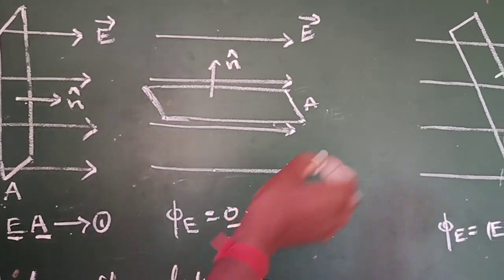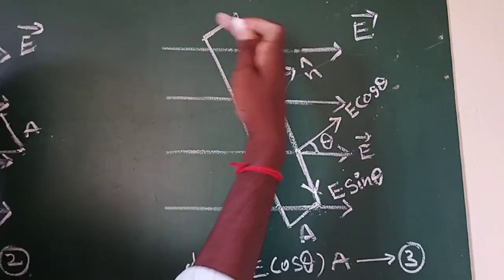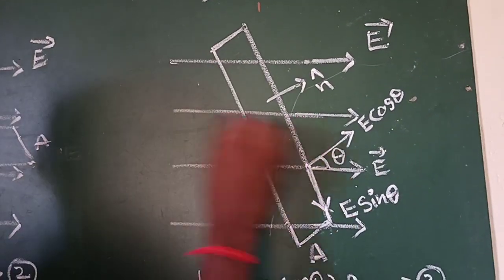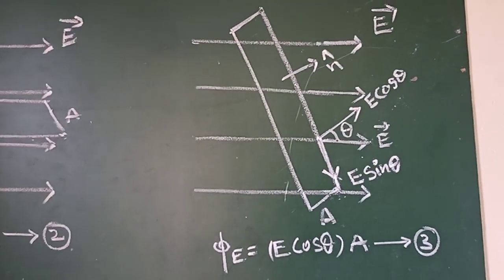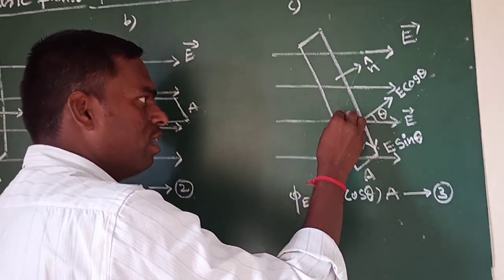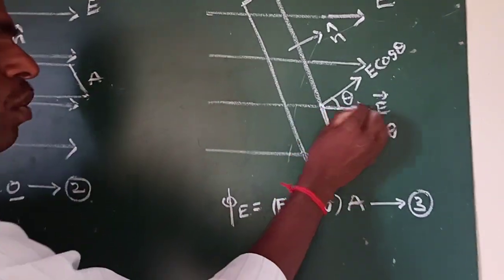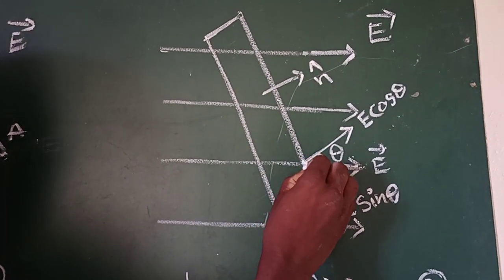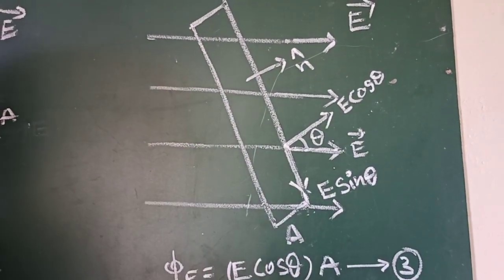Okay. So next, the area is placed at an inclined angle with the electric field. What we do is place it at an angle theta, tilted like this. This is the area. The area is placed at inclined angle theta with the electric field. Now the electric field is resolved into two components. One is parallel to the area surface, and the other is perpendicular to the area surface.